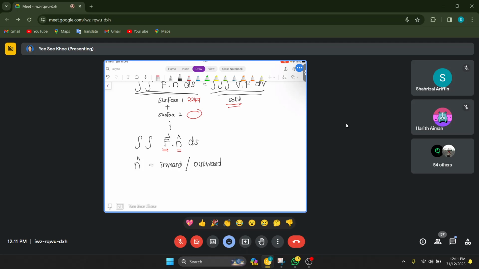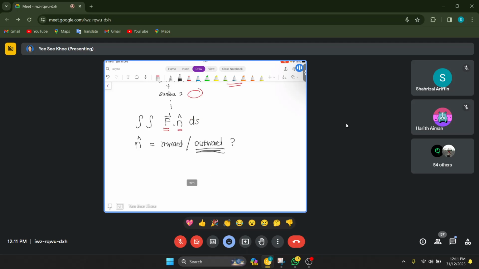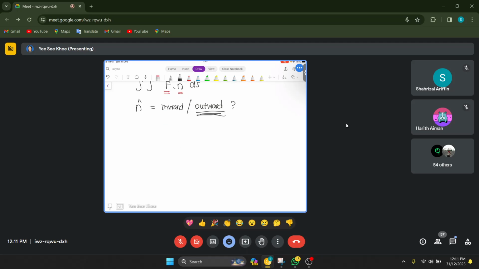Which one? Can you tell me? Inward or outward? Yes, outward. Why outward? You just imagine water is inside the cone. When the water comes out from the hole, of course the water will be going outward. So what is the outward equation?